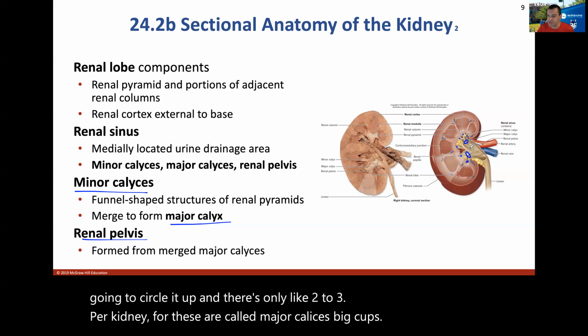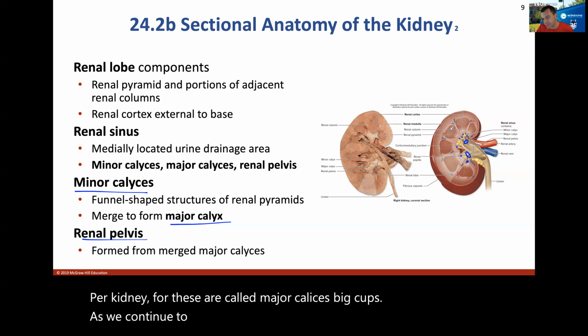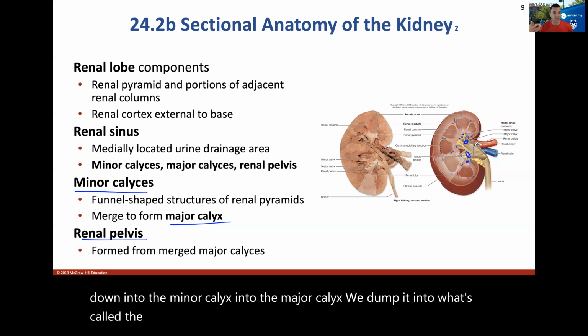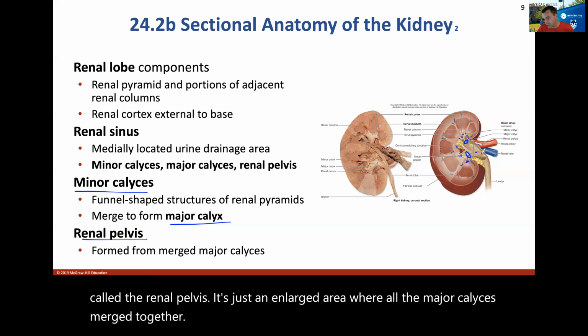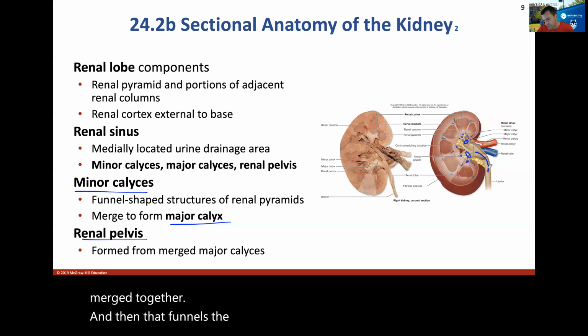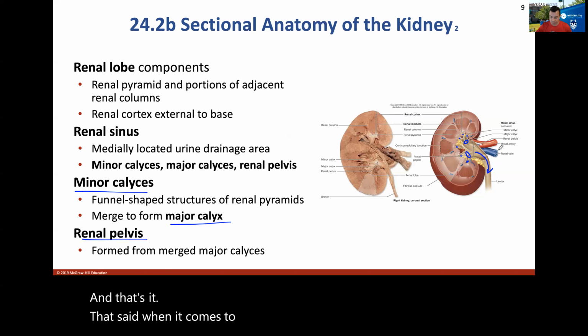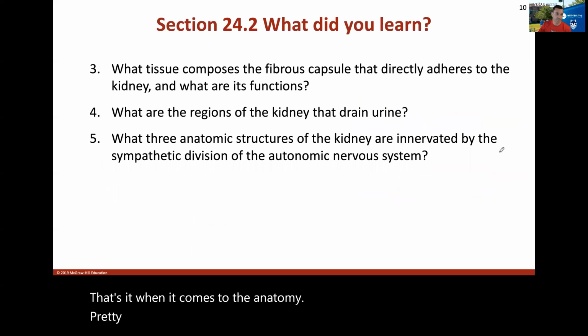As we continue to filter urine from the renal lobe here, the renal pyramid, down into the minor calyx, into the major calyx, we dump it into what's called the renal pelvis. It's just an enlarged area where all the major calyces merge together. And then that funnels the urine down into the ureter, right there. And that's it. That's it when it comes to the anatomy. Pretty easy, pretty straightforward.